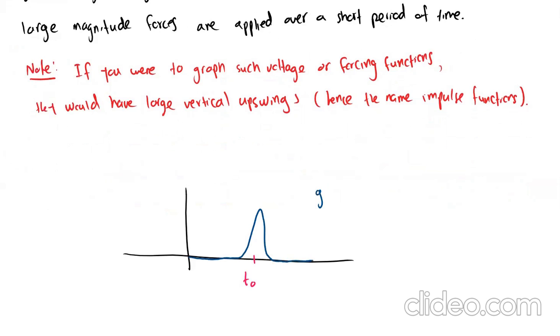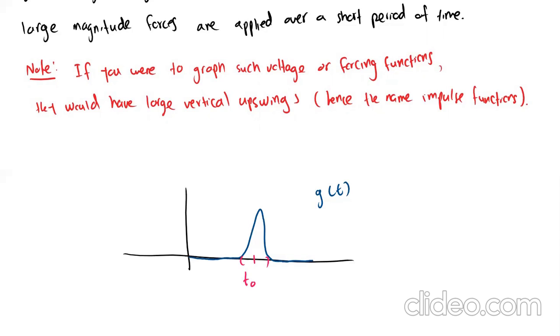So this is an example of an impulse function. You can see the graph looks like a function that has an upswing, so that's why it's called an impulse function. Again, this is happening in theory for a small period of time, so this is a small interval. And that's what an impulse function is.